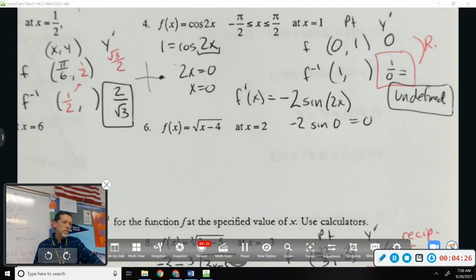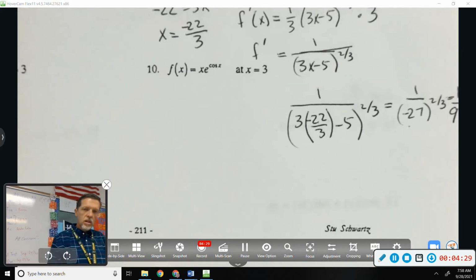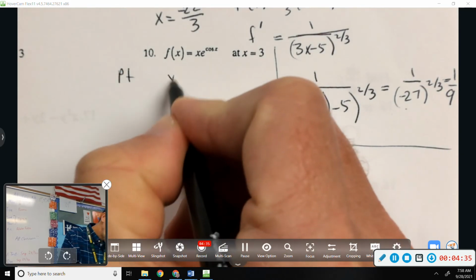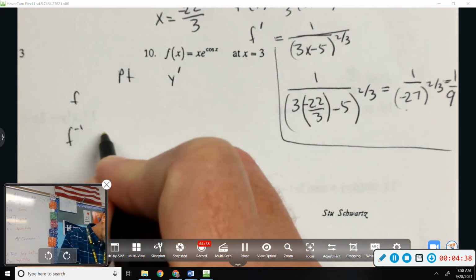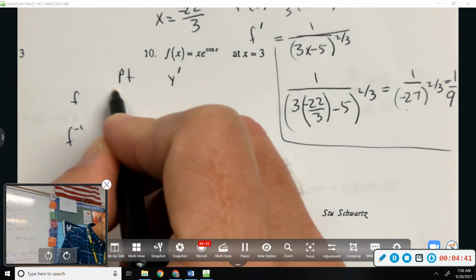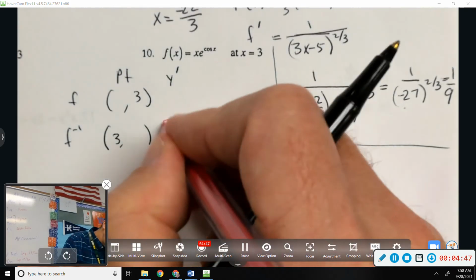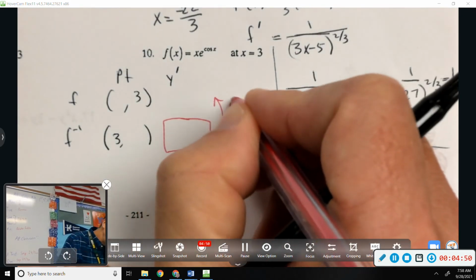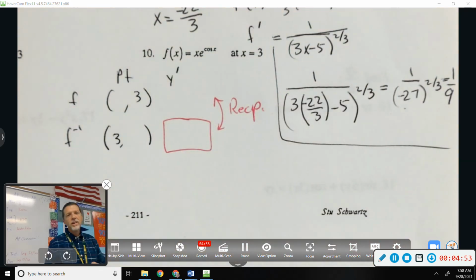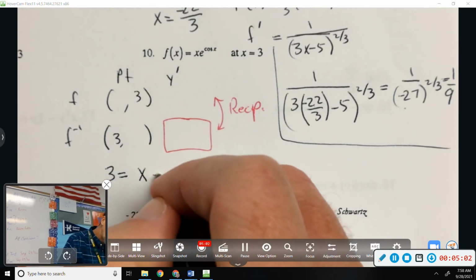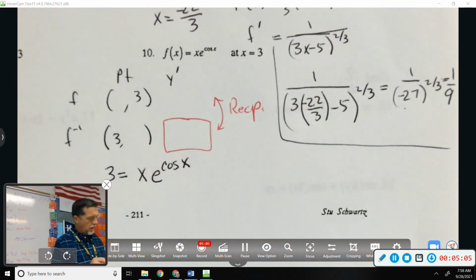Which one? Number 10. Okay, again, take the time to set it up. It's, I think, well worth the time to sort of lay out the problem, even lay out a little bit of a roadmap there. So 3 equals x e to the cosine x. That would have to be with a calculator. I couldn't do that without a calculator.